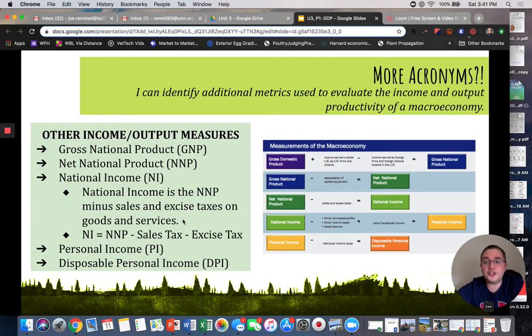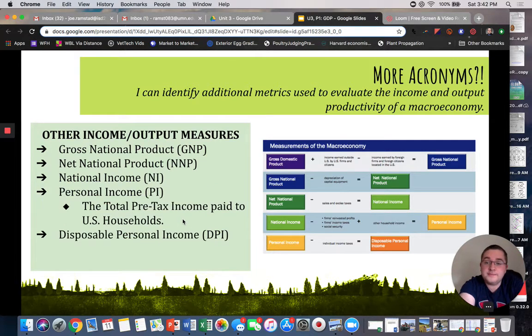Okay. National income is the NNP minus sales tax and excise tax on goods and services. So NI equals NNP minus sales tax minus excise tax. And excise tax is a specific tax that is put on certain commodities or goods or services that we use in the US. For example, gas. There's always going to be a gas tax. That's an excise tax. Okay.